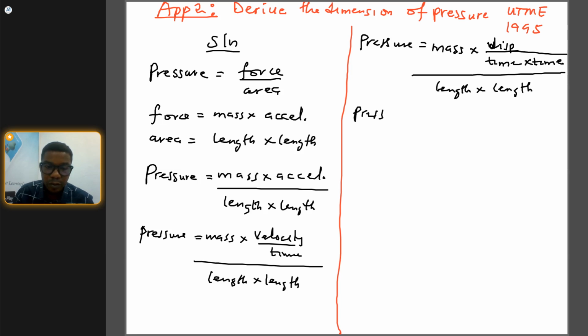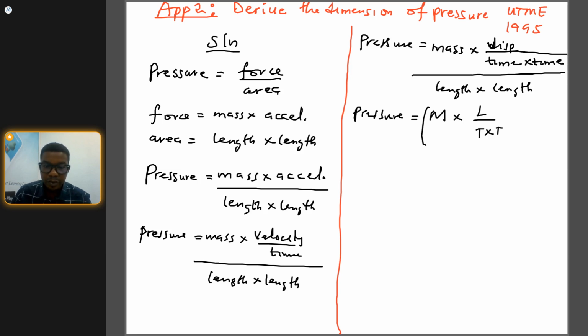Pressure equals, now let's simplify this. You see the time we have here, time times time is time squared, that's t squared. So we can simplify it that way and say that mass is M, multiplied by the displacement, which is talking about length. So that will be L over time, which is talking about letter T, that's T multiplied by T.